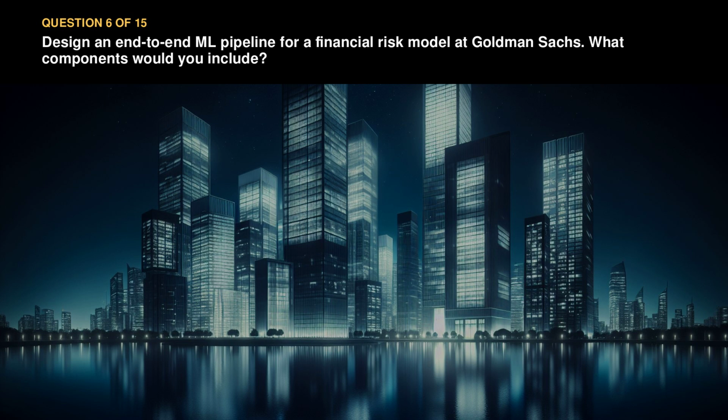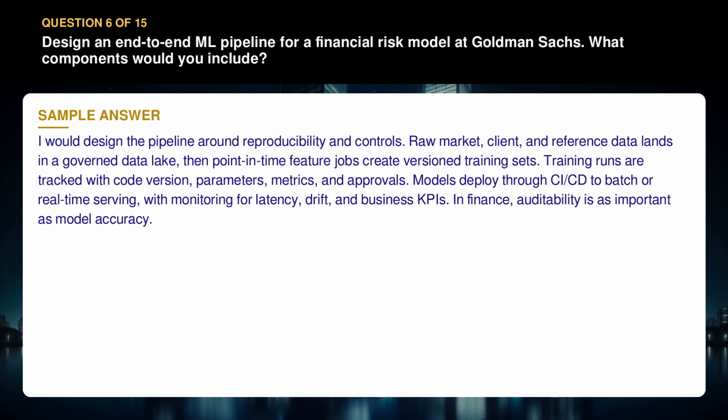Question 6. Design an end-to-end ML pipeline for a financial risk model at Goldman Sachs. What components would you include? I would design the pipeline around reproducibility and controls. Raw market, client, and reference data lands in a governed data lake. Then point-in-time feature jobs create versioned training sets.